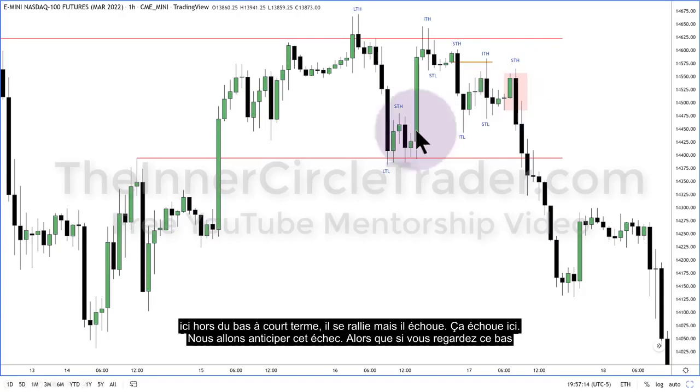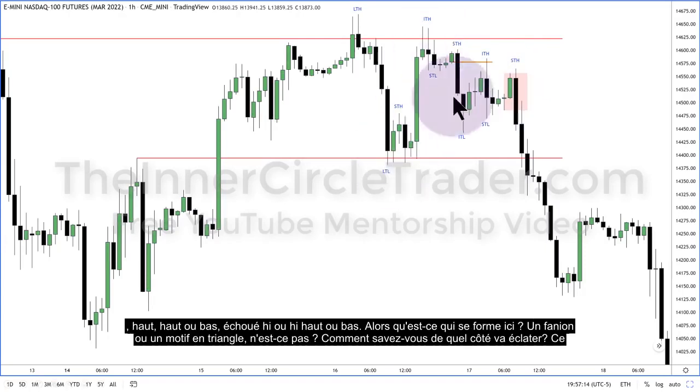Whereas if you're looking at this low, high, higher low, failed higher high, higher low. So what's forming here? A pennant or a triangle pattern, right? How do you know which side's going to break out?